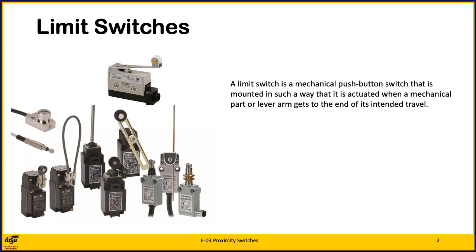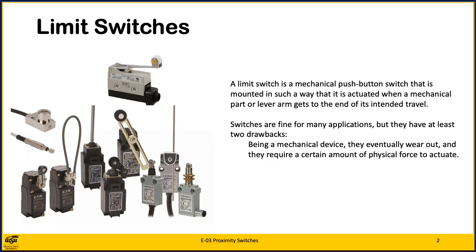For example, in an automatic garage door opener, all the controller needs to know is if the door is all the way open or all the way closed. Limit switches can detect these two conditions. Switches are fine for many applications, but they have at least two drawbacks. Being a mechanical device, they eventually wear out, and they require a certain amount of physical force to actuate. Two other types of proximity sensors, which use either optics or magnetics to determine if an object is near, do not have these problems. The price we pay for these improved characteristics is that they require some support electronics.